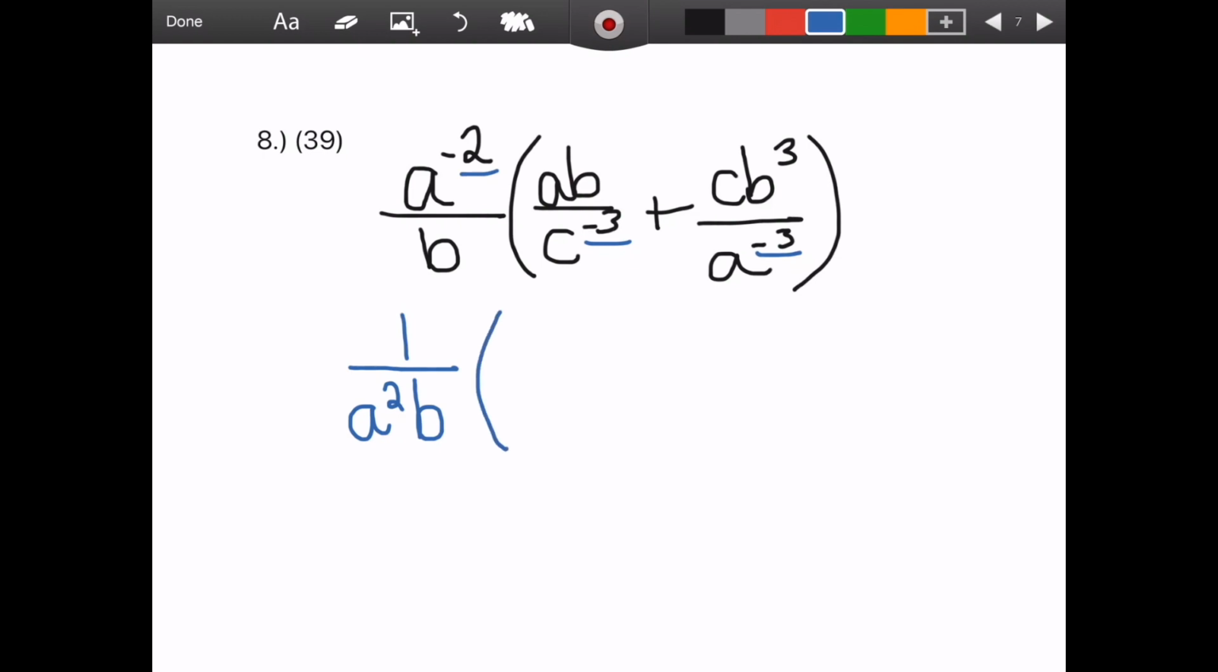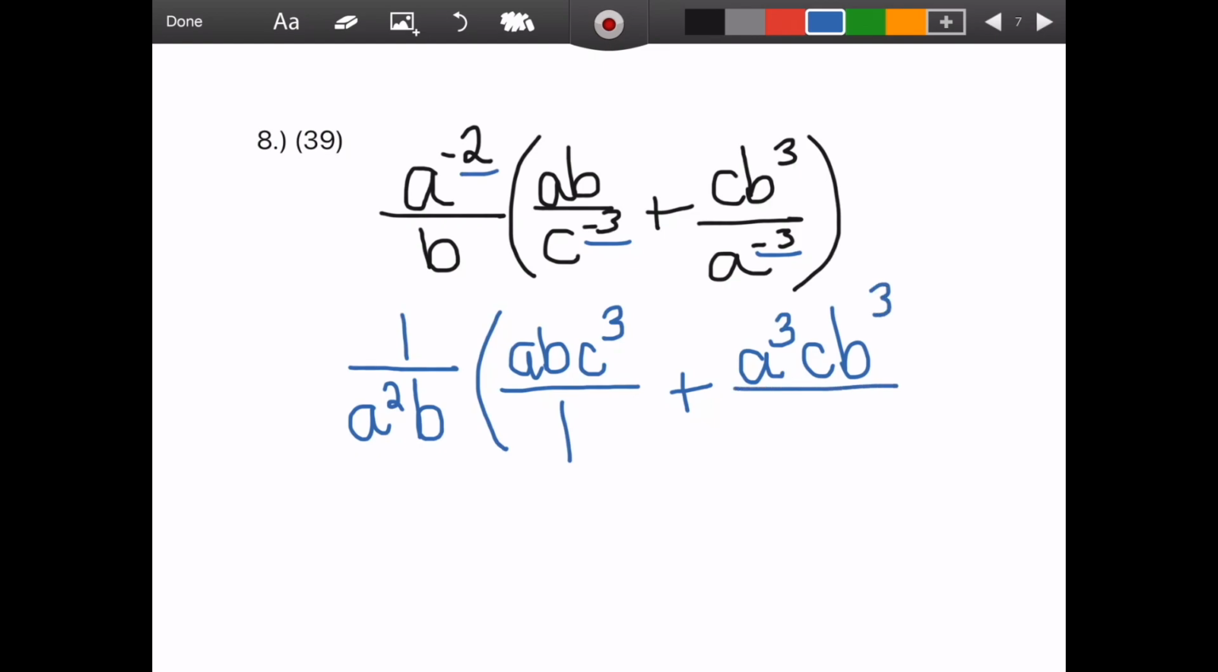Now inside, we have a, b, but I'm going to move that c^-3 up to the top to make it a, b, c^3. And so that just means there's a 1 left over on the bottom. Plus, over here, I'm going to move that a^-3 up to the top to make that positive. And then I still have this c, b^3, and then there's just a 1 left on the bottom.